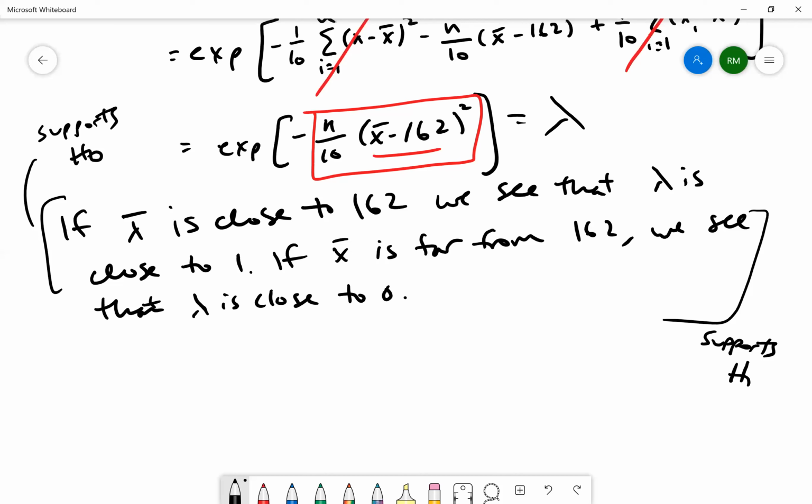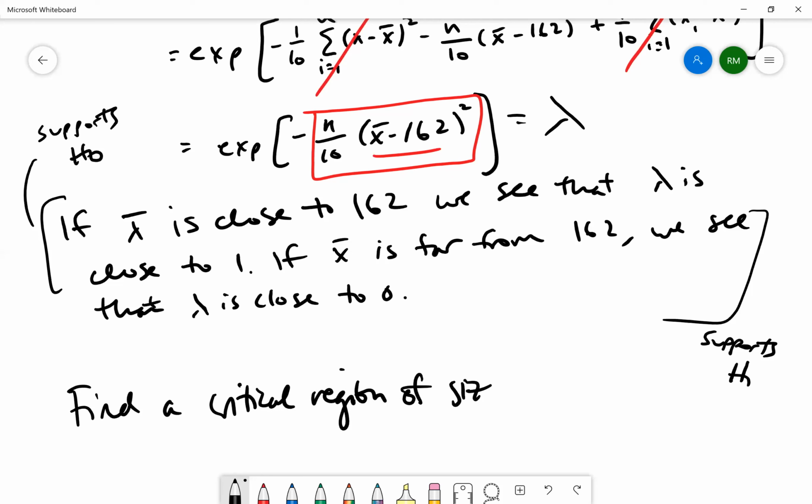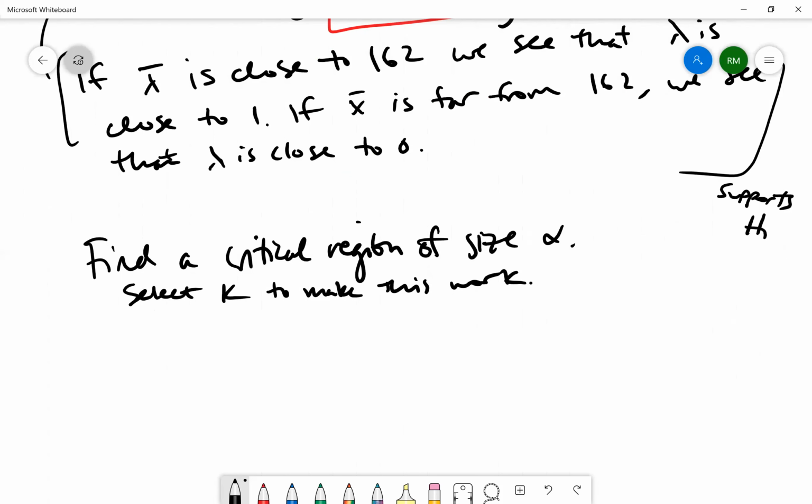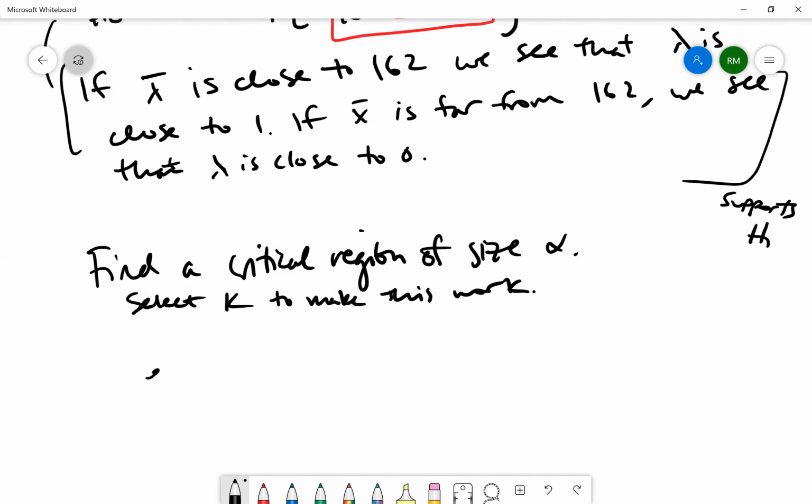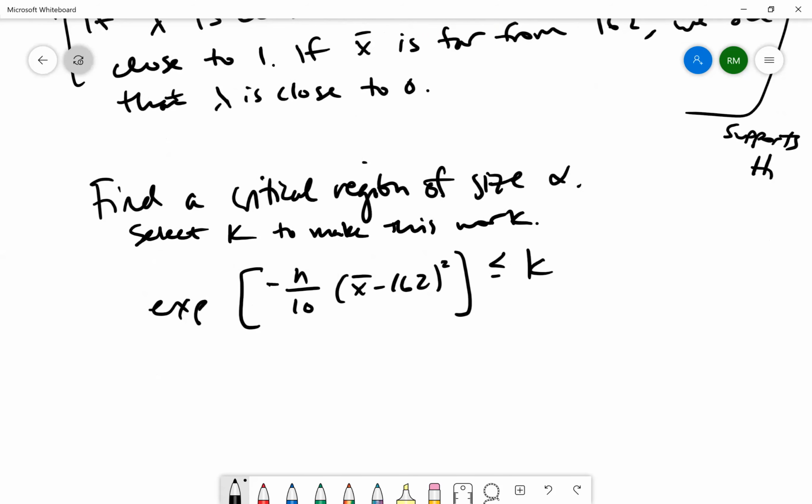So we want to manipulate this to find a critical region of size alpha. So lambda is this thing that we don't really know much about, but we need to find a critical region of size alpha. So we need to select K to make this work. Okay. So what are we going to start with? Well, we start with this same inequality right here. We start with the exponential. We want this to be less than or equal to K, and we're going to manipulate this until we get something that we are used to.